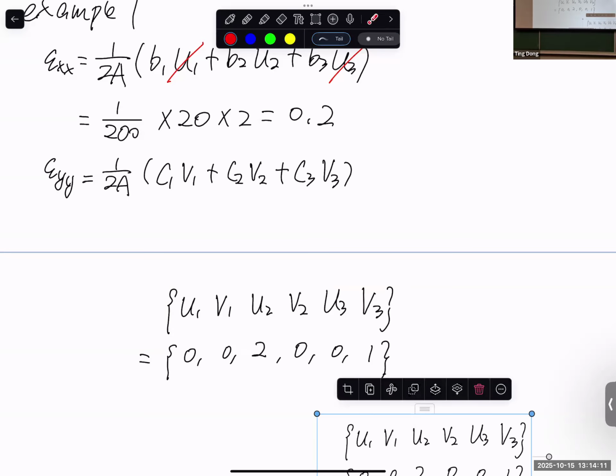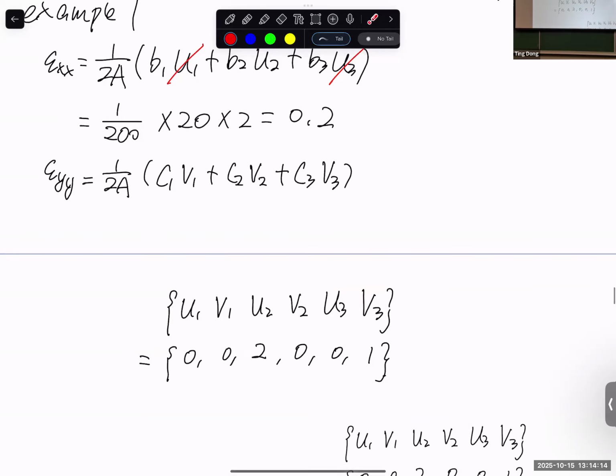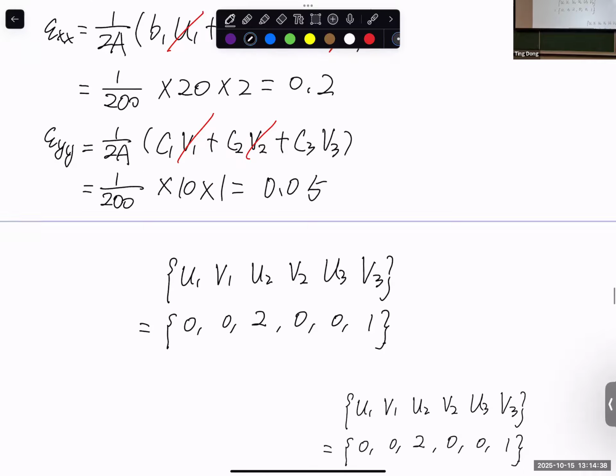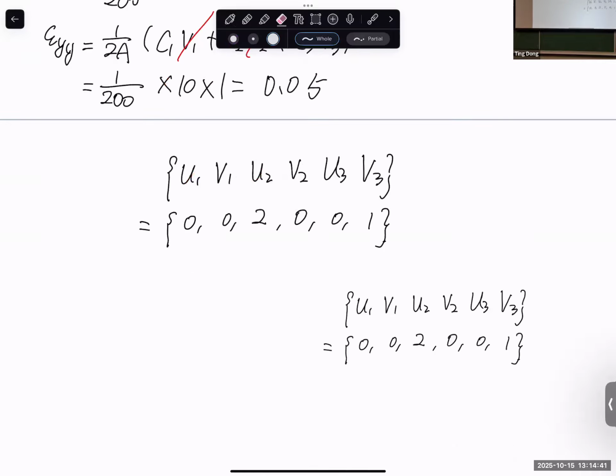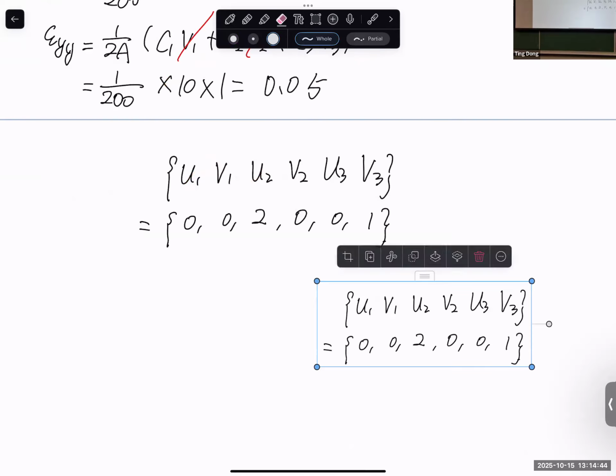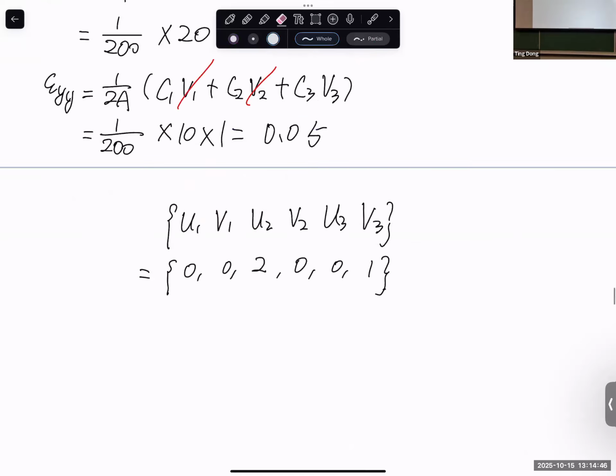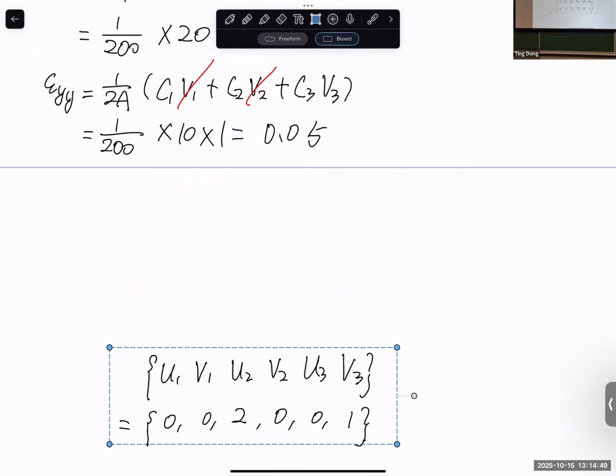We have V1 equal to 0, V2 equal to 0. So again, we have one term left: 1 over 2A, 1 over 200, C3 times V3, where V3 equals 1. Now the shear strain.